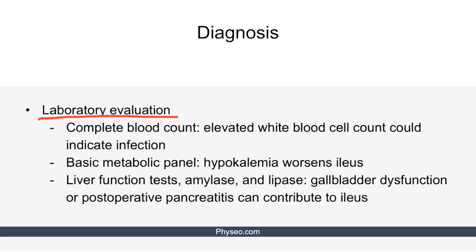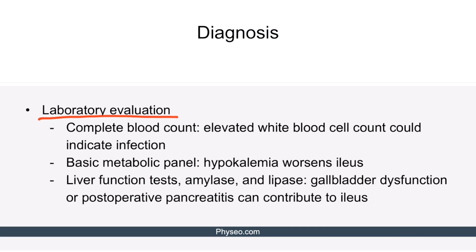The laboratory evaluation for paralytic ileus should include a complete blood count, basic metabolic panel, liver function tests, amylase and lipase. A complete blood count should be ordered to evaluate for leukocytosis, which could indicate an infection contributing to the ileus. A basic metabolic panel should be ordered because hypokalemia can contribute to paralytic ileus, and potassium can easily be replaced if needed. Finally, liver function tests, amylase and lipase, should be ordered to evaluate for the presence of gallbladder dysfunction or postoperative pancreatitis, both of which can contribute to ileus.